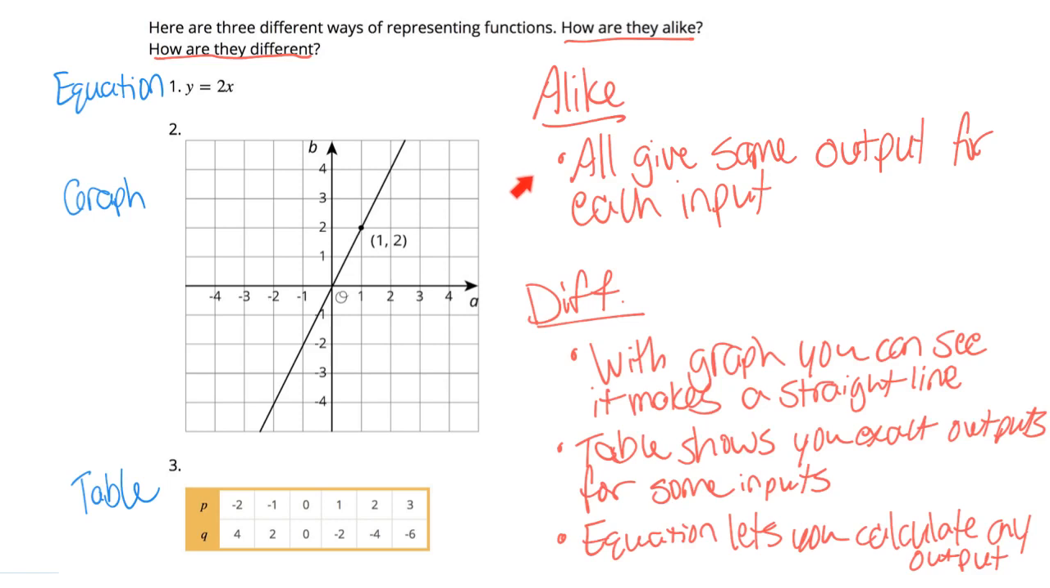One way they're alike is that each one of these is showing the exact same function, so they all give the same output for each input. One way that they're different is that the graph shows a nice straight line, which shows you that it's a function because it gives one output for every input. The table can show you exact outputs for some inputs, but not all of them. And the equation lets you calculate any output you want. You just have to plug in a number for x.